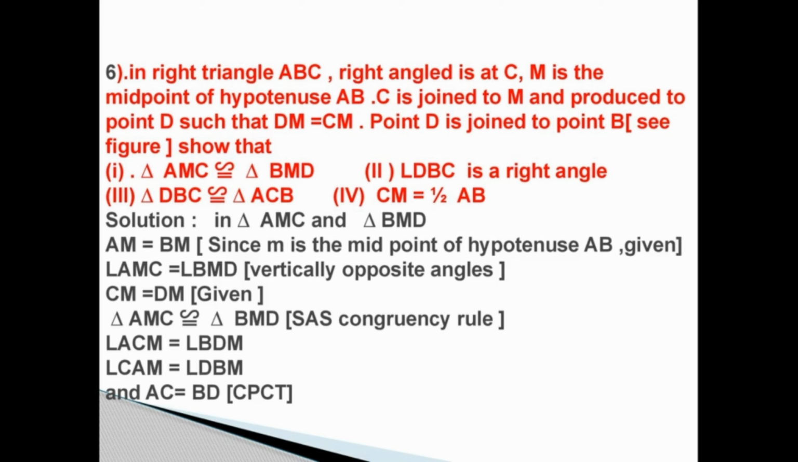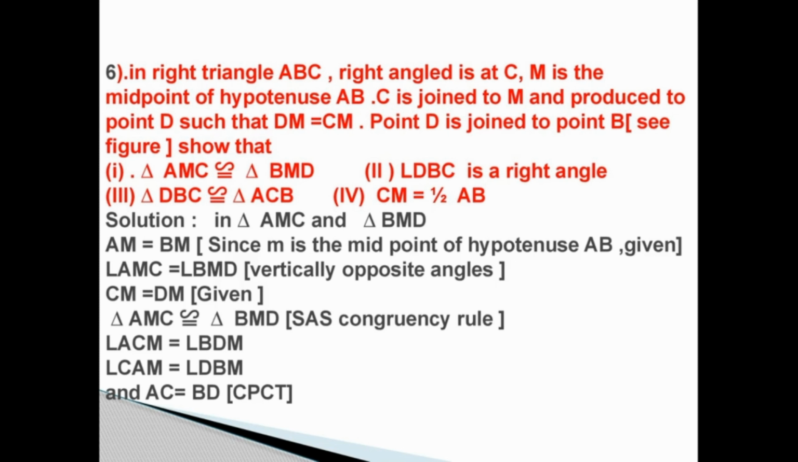Solution. In triangle AMC and triangle BMD, AM is equal to BM since M is the midpoint of hypotenuse AB, given. Also, angle AMC is equal to angle BMD, vertically opposite angles are equal. Next, CM is equal to DM, given. Triangle AMC is congruent to triangle BMD by SAS congruency rule. Angle ACM is equal to angle BDM. Angle CAM is equal to angle DBM and AC is equal to BD by CPCT rule.